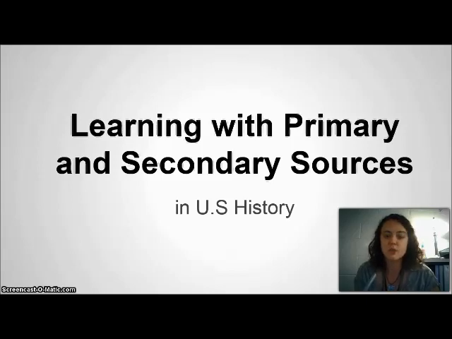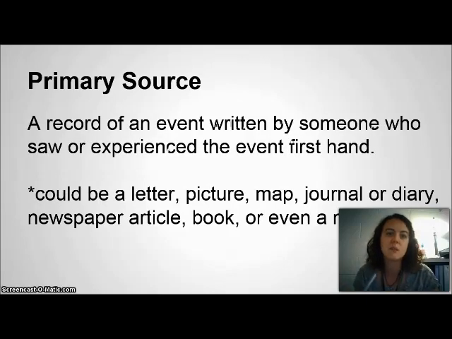So for primary sources, the first thing that we need to do is talk about what is a primary source. A primary source is the record of an event written by someone who had seen or experienced the event firsthand. This could be a record in the form of a letter, a picture, a map, a journal or a diary, a newspaper article, a book, or even a manifest list, which would be like a list of people that were in a battle or on a ship. So any of these items would be considered a primary source if the person who was writing it was actually writing about their firsthand experience.